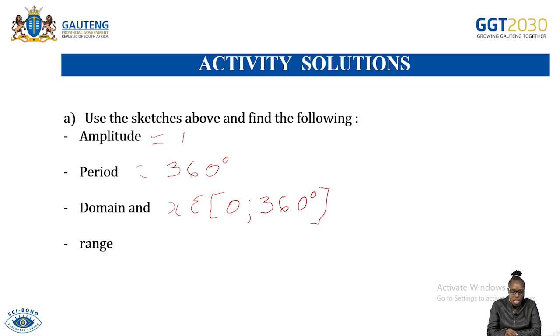And what is my range? My range, remember I said, is the movement on the y, my output values. My output values are all the real numbers, y as an element of negative 1 up until 1. So I have covered that range, moving from negative 1 up to 1 for both graphs. You can see your amplitude is that 1.